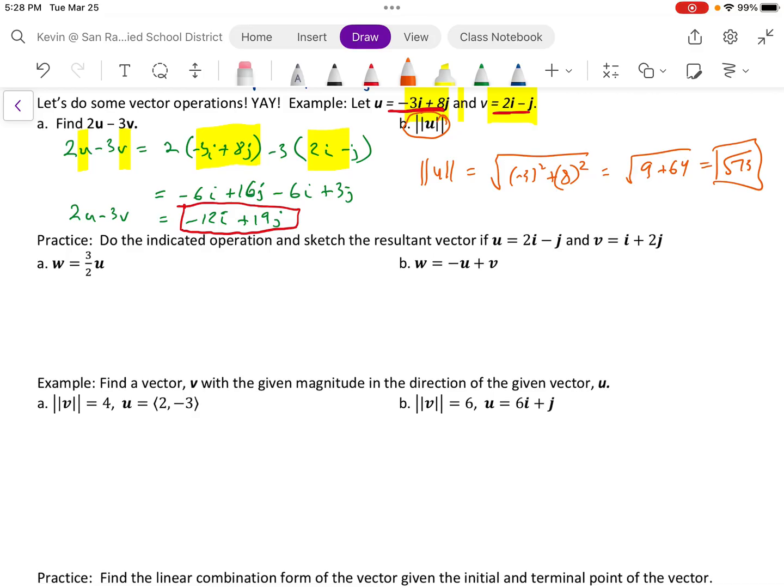Okay, let's keep going here. Do the indicated operations and sketch. Now we're going to sketch the resultant vector. So let's first do the operation.